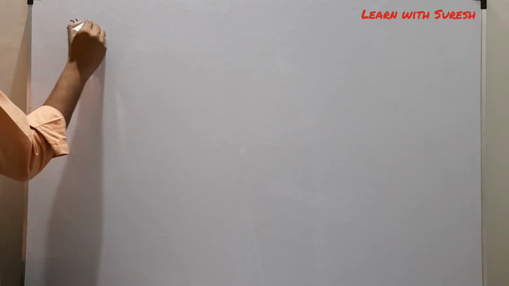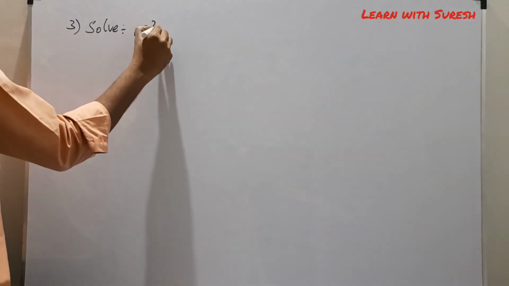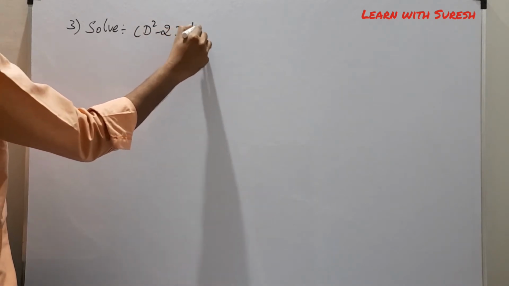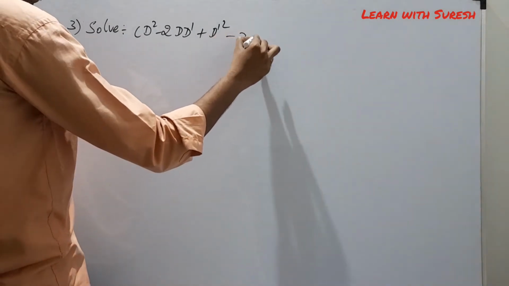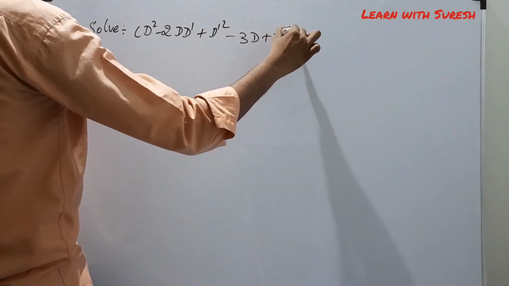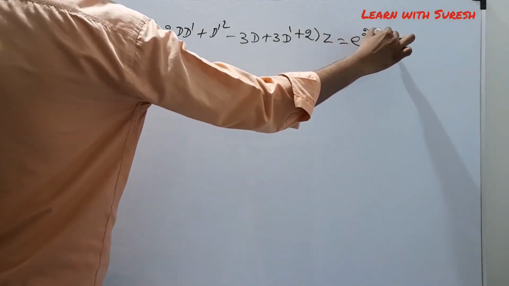Problem 3. Solve D square minus 2D D dash plus D dash square minus 3D plus 3D dash plus 2 into z equal to e power 2x minus y.